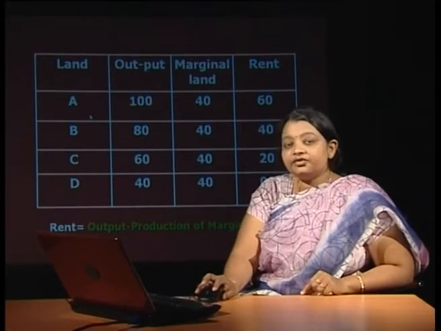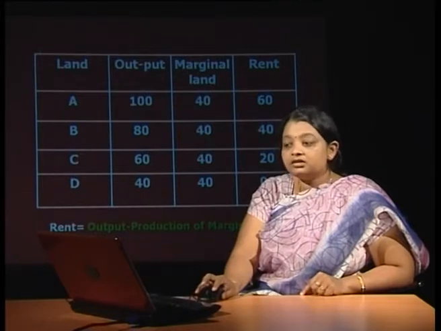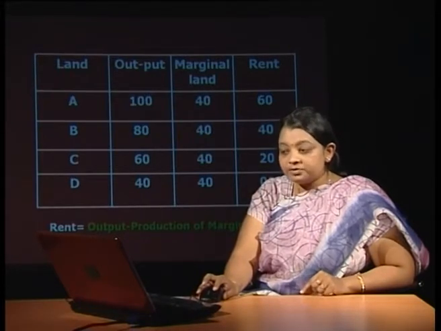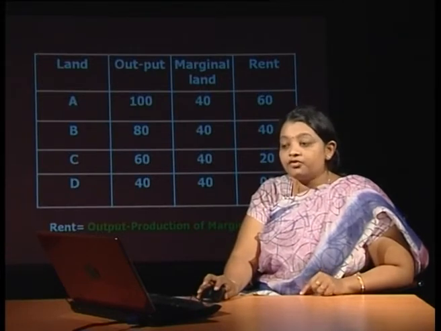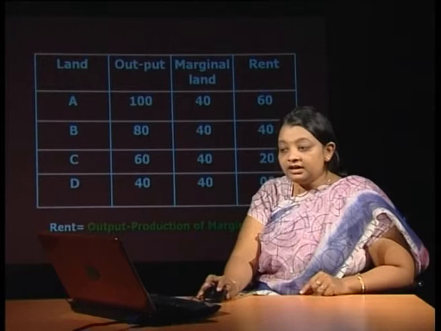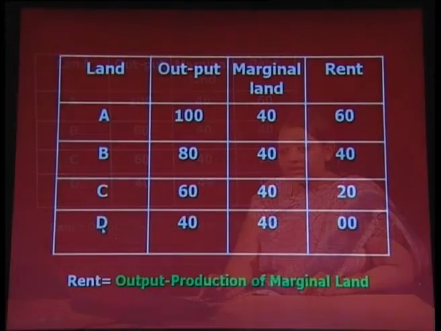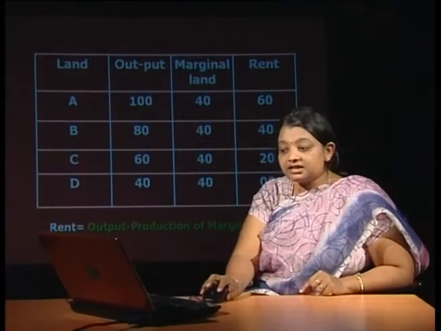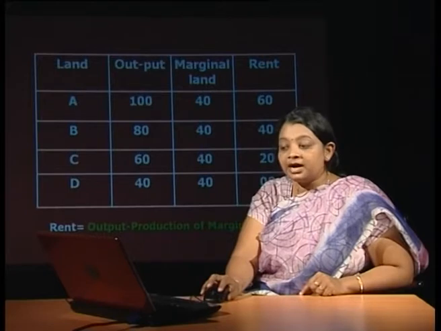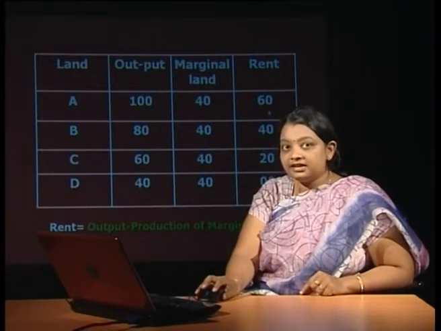Because there is a difference in the fertility of land, the producer will obtain 100 quintals of production by performing production activity on land A. On the other hand, when he performs the production activity on land D, he will obtain only 40 quintals of wheat.